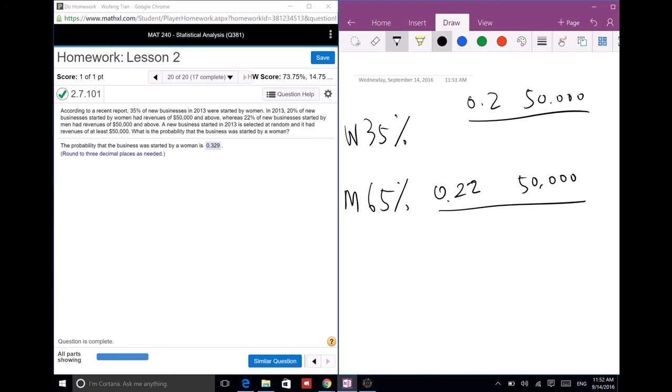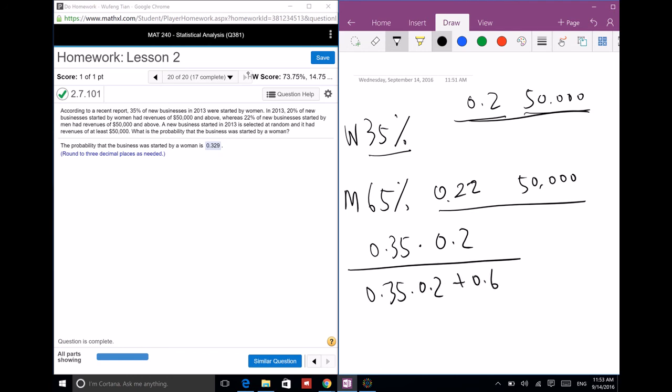A new business started in 2013 is selected randomly and it had that revenue. What is the probability that the business was started by a woman? So the business started by a woman is 35%, and only 20% have $50,000 or above, so it's 0.35 times 0.2, divided by the probability that a business started and has $50,000 or above. So it's 0.35 times 0.2 plus 0.65 times 0.22. Then this will give you the answer.